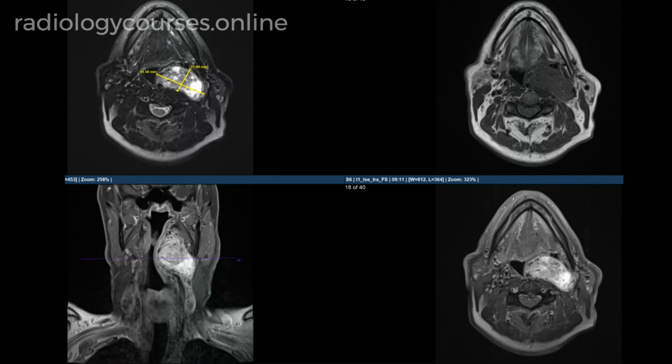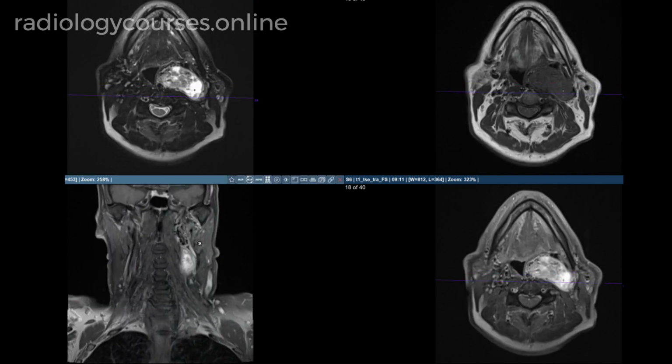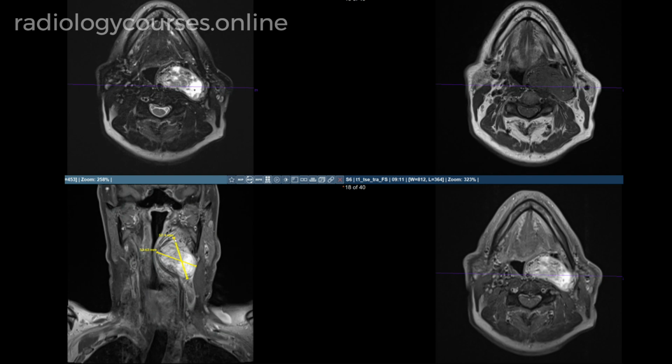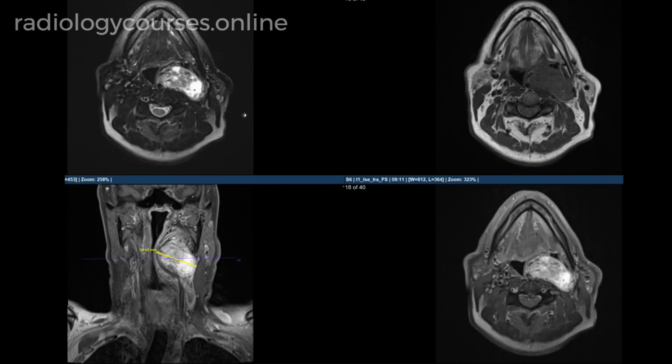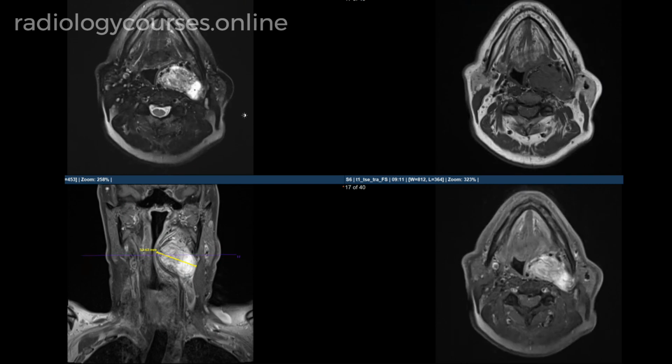Here we have MRI on 70-year-old with history of left-sided neck swelling. So what we see on this MRI is this large, well-defined, ovoid-shaped, heterogeneous, mixed-intensity mass situated in the left side of the neck.